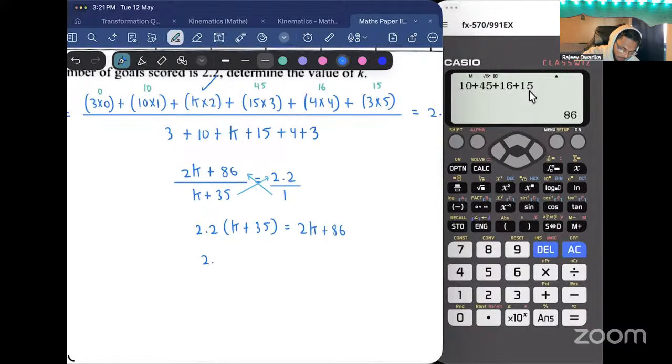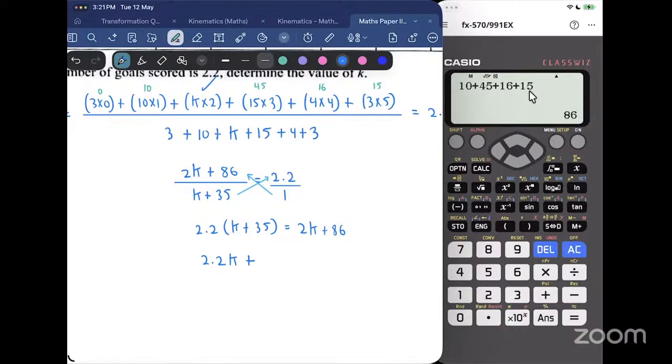2.2 by k is 2.2k. What's 2.2 by 35? 2.2 by 35 is what, guys? That's one I'd reach for the calculator to do.